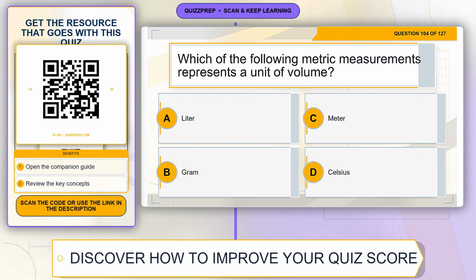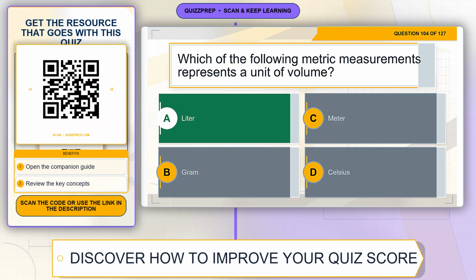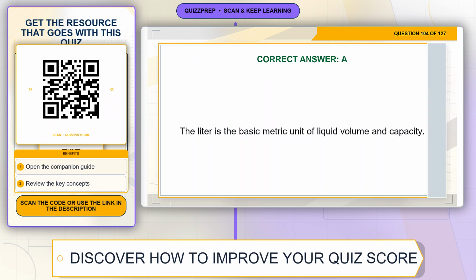Question 104. Which of the following metric measurements represents a unit of volume? Option A, liter. Option B, gram. Option C, meter. Option D, Celsius. The correct answer is option A, liter. Explanation. The liter is the basic metric unit of liquid volume and capacity.